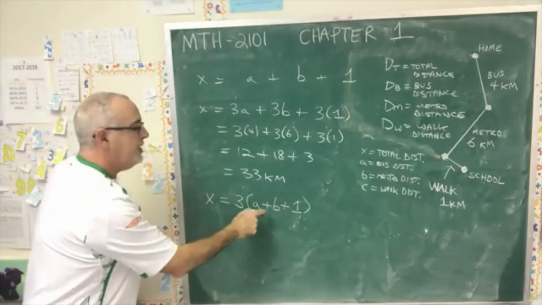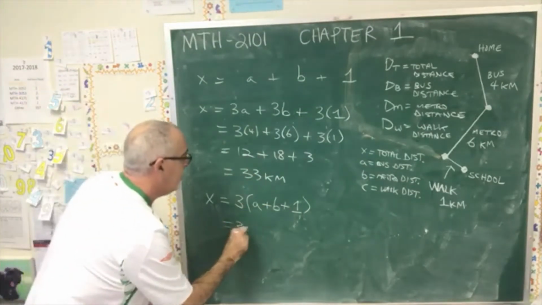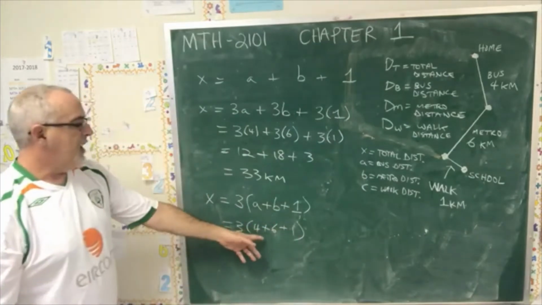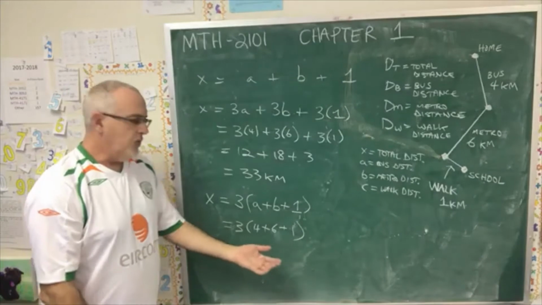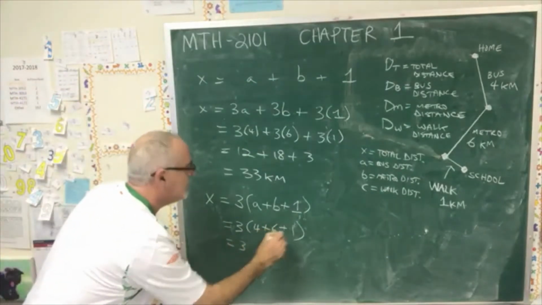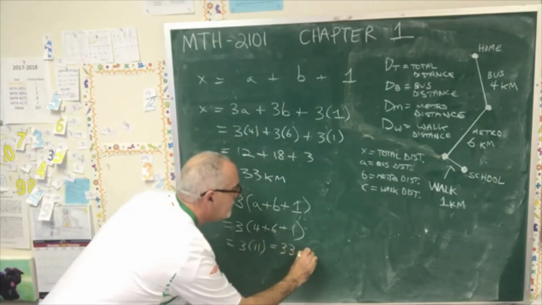We can fill in our a and our b. We still have the constant 1. We'll keep it as 1, but we can fill in our a and our b with the 4 and the 6. And we can say, oh, well, BEDMAS, I'm going to do the bracket before I multiply. So it's 3 times 4 plus 6 plus 1, which is 11, which is 33. I knew that would happen.